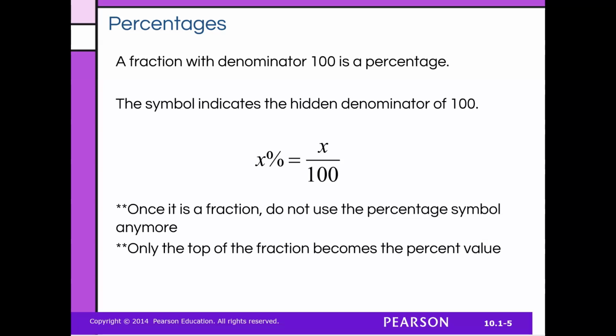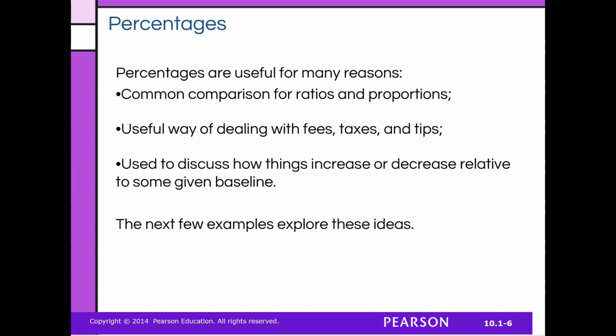So let's see. Show you kind of what I mean here. If we have 20%, what we're really saying is 20 over 100. So once it's a fraction, you don't use the percentage symbol anymore, and only the top value actually becomes the percentage.